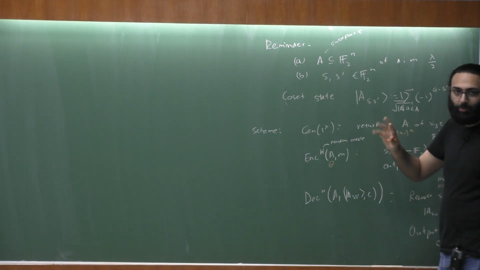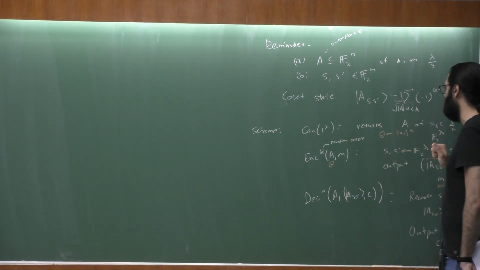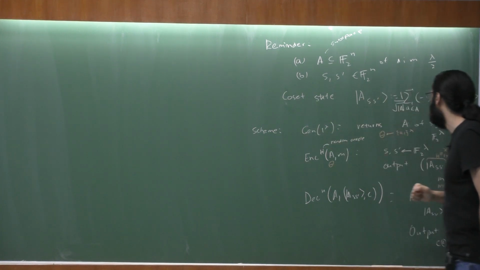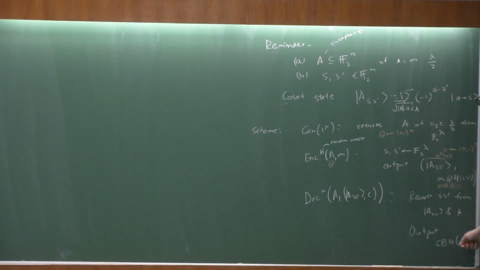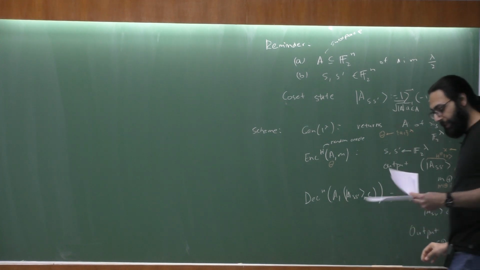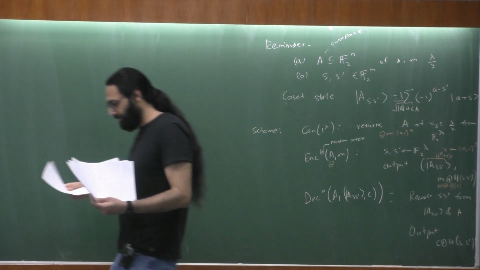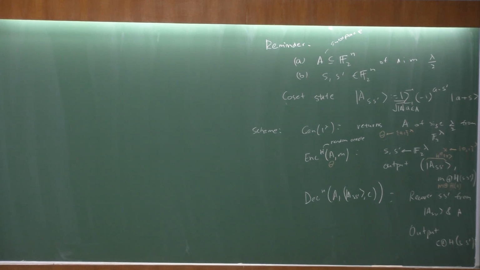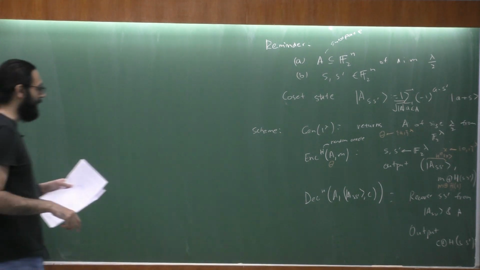I'm just reminding them what had happened last time because one of us wasn't here last time. So this is the definition of the coset state, and we were now looking at how the proof technique works. One thing that we mentioned last time was that it's a very similar monogamy of entanglement game to the one we had before.